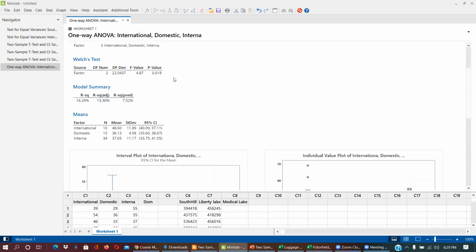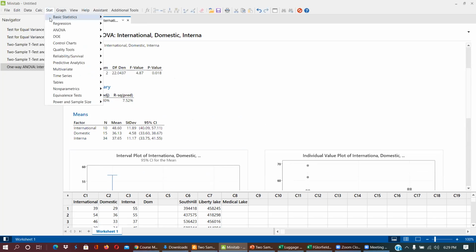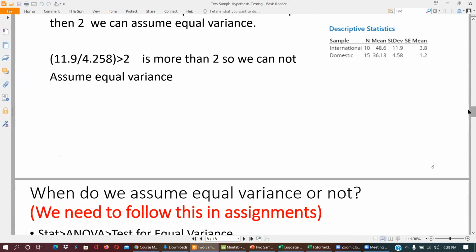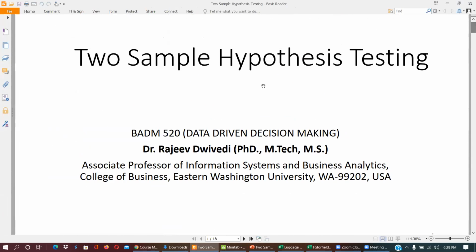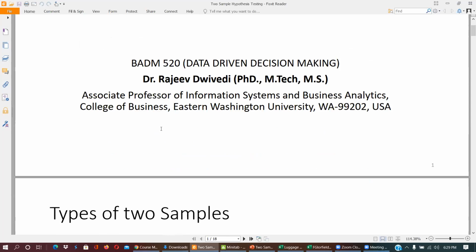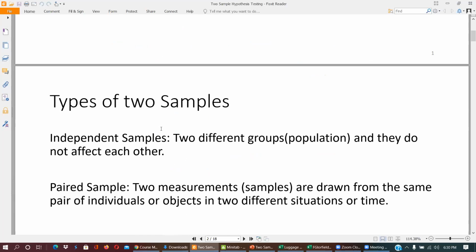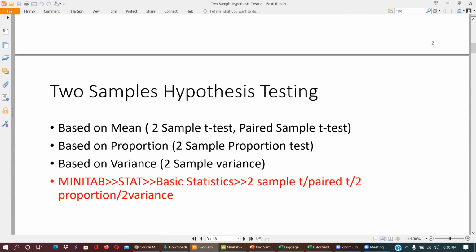So this is the ANOVA technique, which is used if you have more than two. Now let me get back to our slides. Since this is the Minitab start, I made these slides, which explain clear Minitab instructions.